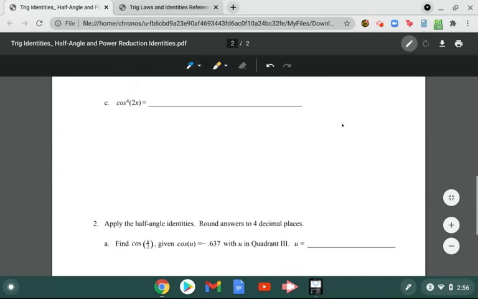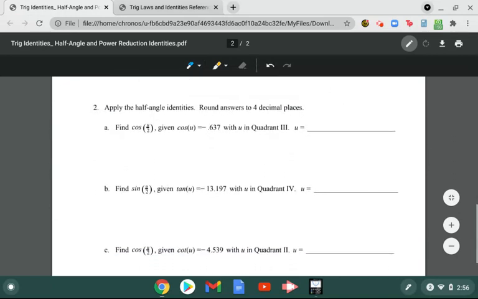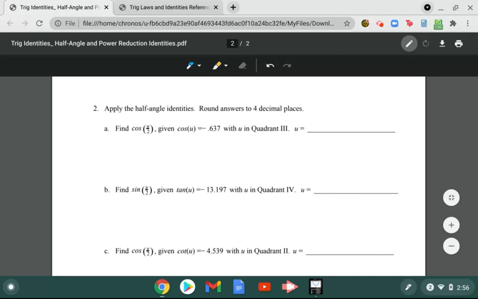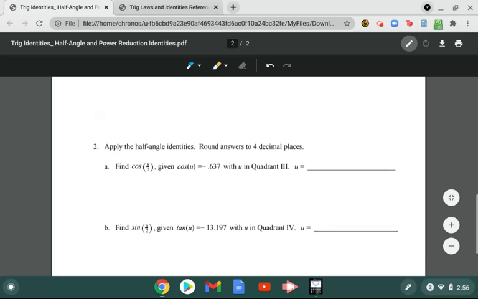So let me scroll down here to our examples. The first one we have is cosine of a half angle. Let me go ahead and put the formulas just up above here. So cosine of u over 2 or alpha over 2 or beta over 2, however you want to express this, is plus or minus the square root of 1 plus cosine u divided by 2.